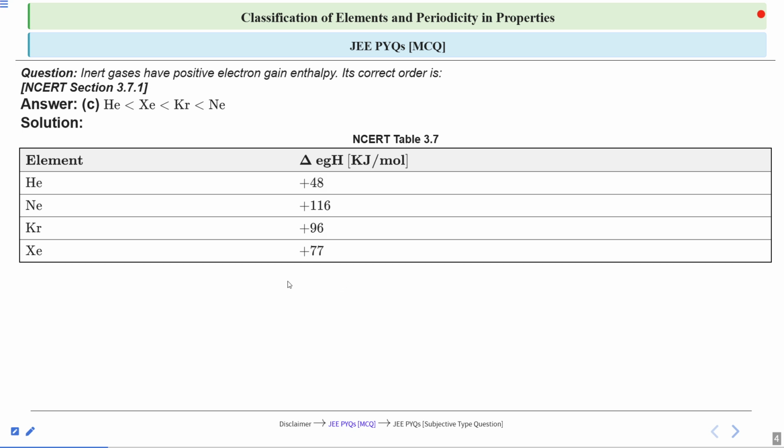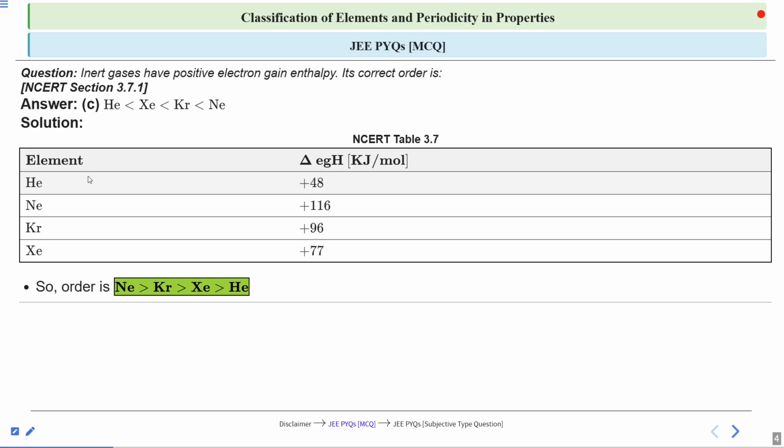So what would be the correct order? Firstly your neon, then krypton, then xenon, and then helium. I hope you got the point. If not, just try to remember this electron gain enthalpy order. It's very important.